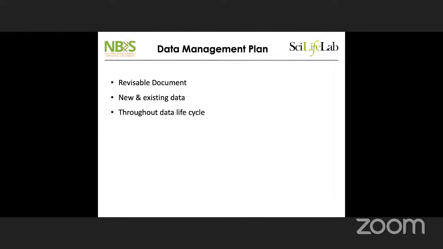And the data management plan is a revisable document that describes what researchers plan to do with both new and existing data. And it should explain all the steps before, during, and after a project. And I want to come back to the first point, that it should be a revisable document. With that, I mean that during the project, you should go back to it and you should maybe update it if new data is added to your project, or you can also use it as a guide.